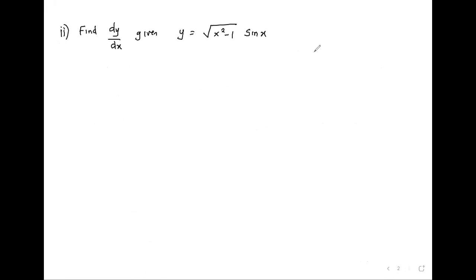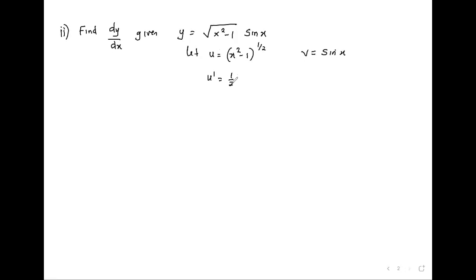Okay, if you're given that y is equal to this, how do we differentiate? Use product rule. So you let u be x squared minus 1 to the power half and v be sin x. Then differentiate u. We're using power rule here and chain rule.